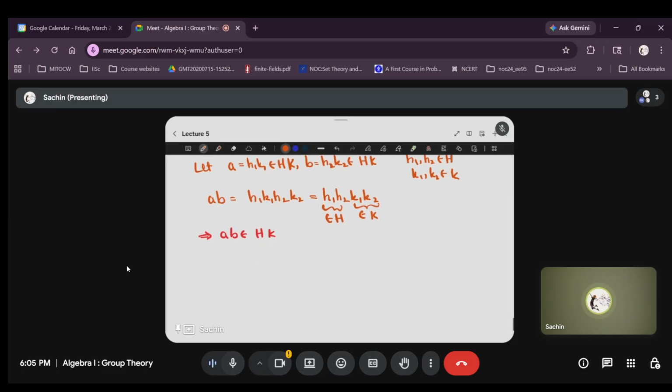Next, we have to show that A inverse is in HK. So A inverse is then what?